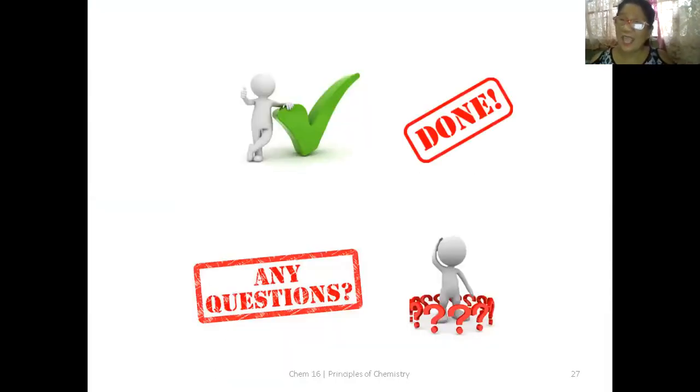Okay, so that ends our lesson in chapter one. I will update and also include an example for the conversion of the grams into mole, and also into particles, atoms, and molecules.